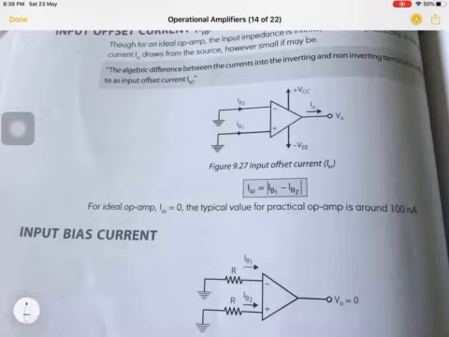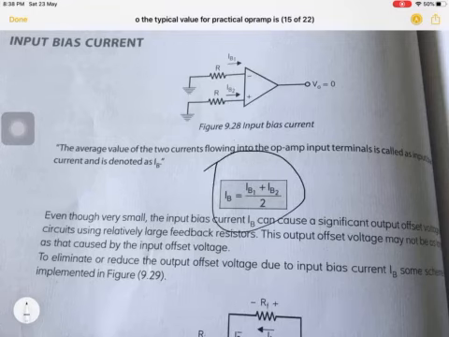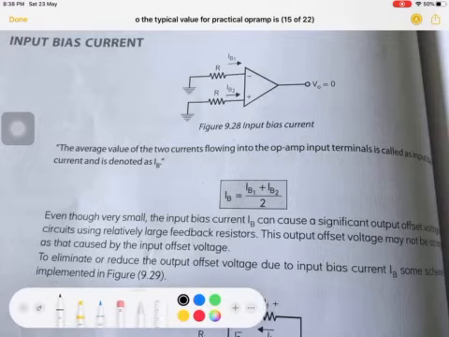Similarly, if we take the average of these two currents, that is IB1 plus IB2 divided by 2, that will give us the input bias current. This is the input bias current, the average value of the incoming current. In the ideal case, the values of IB1 and IB2 should be 0, so the input bias current should be 0.